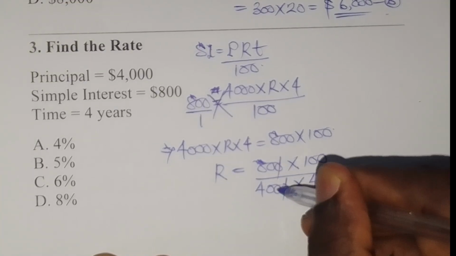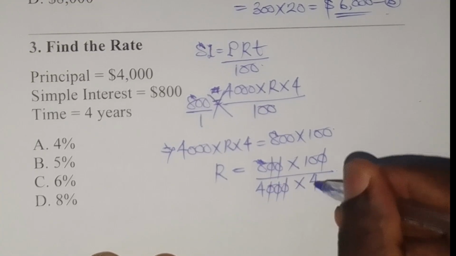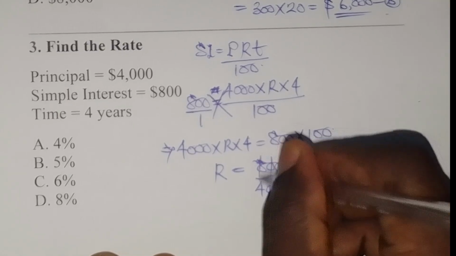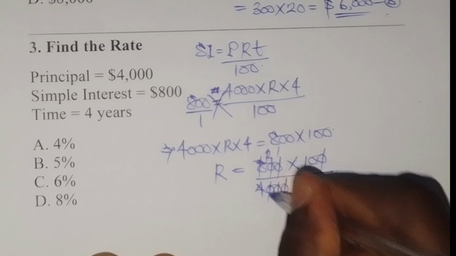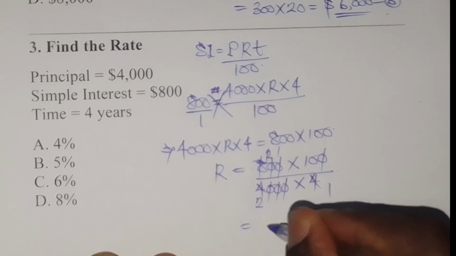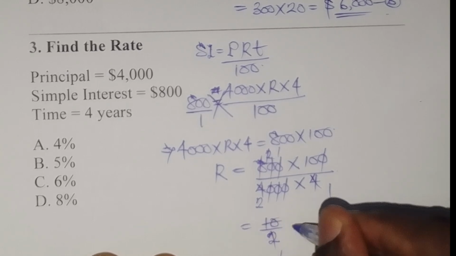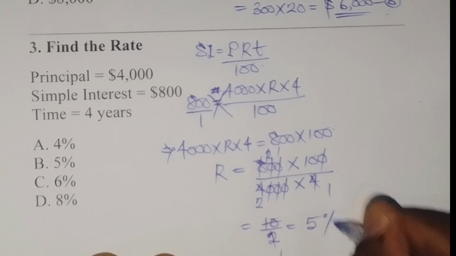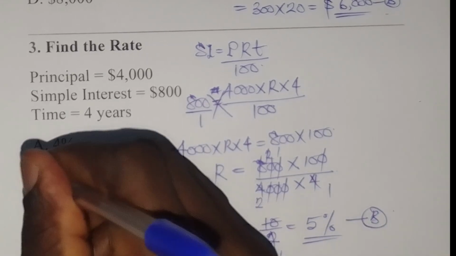Cancel the trailing zeros. So 4 into 4 is 1, 4 into 8 is 2. 2 into 2 is 1, 2 into 2 is 1. So what do we have? We now have 10 all over 2. So 2 into 10 is equal to what? 5% as our final answer, which is B.